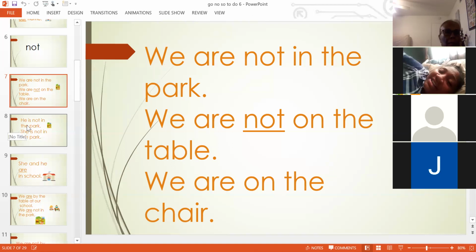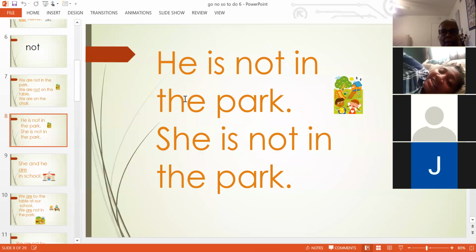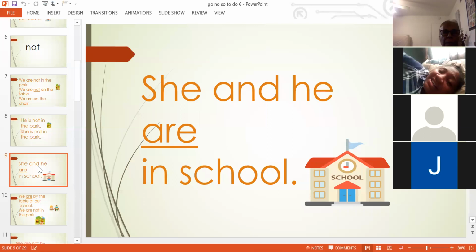Then I have another sentence. Again, using not, because it's a new word. I have two sets of slides with the word not. She and he, a lot of repetition. She and he are in school. So here you're introducing some grammar as well.